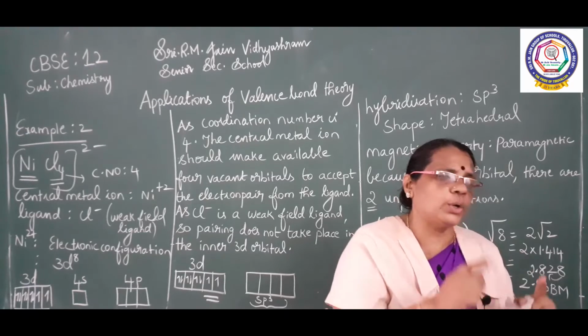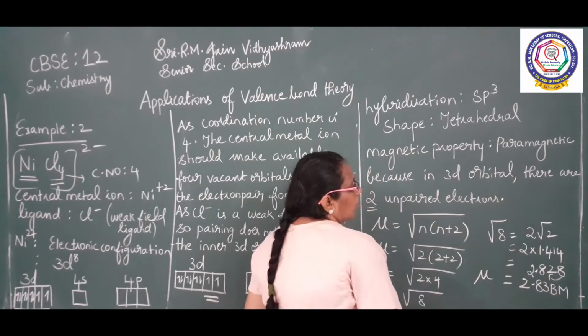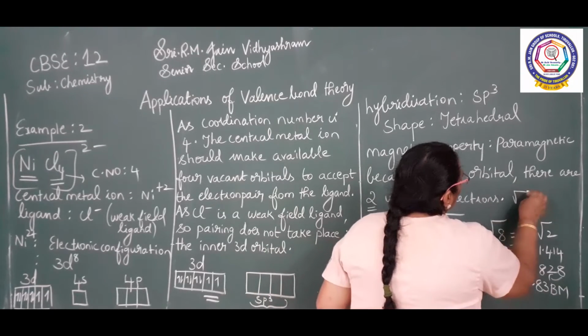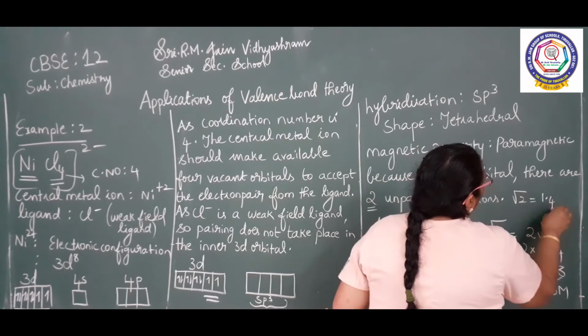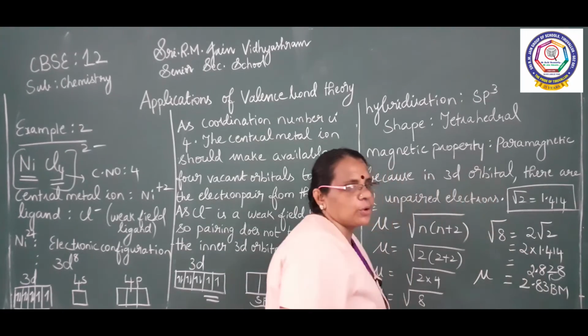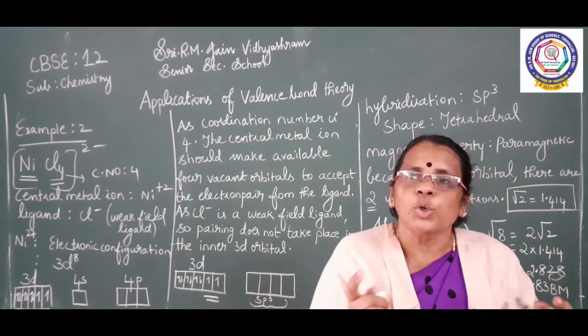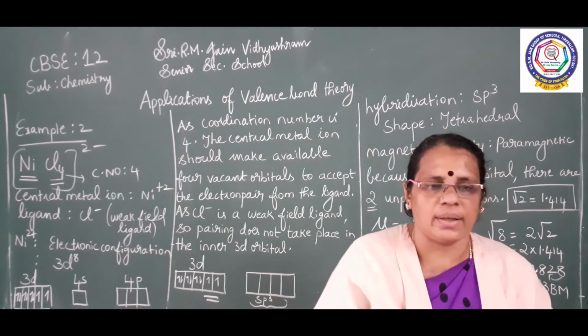1.414. Therefore 2 into 1.414 is equal to 2.83 Bohr magneton. So the root 2 value is 1.414. If you substitute the root 2 value in the formula, we can get 2.83 Bohr magneton.